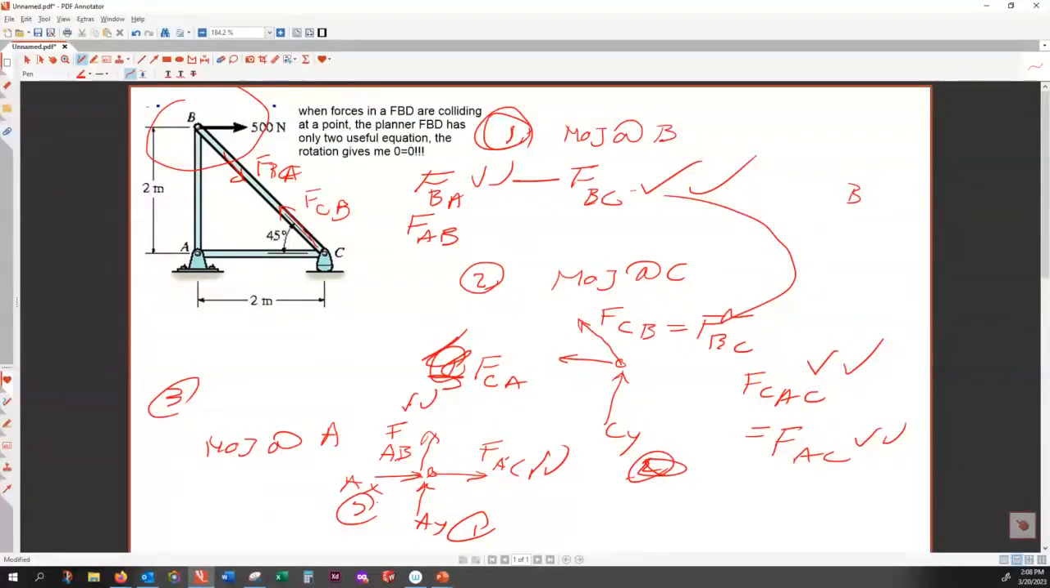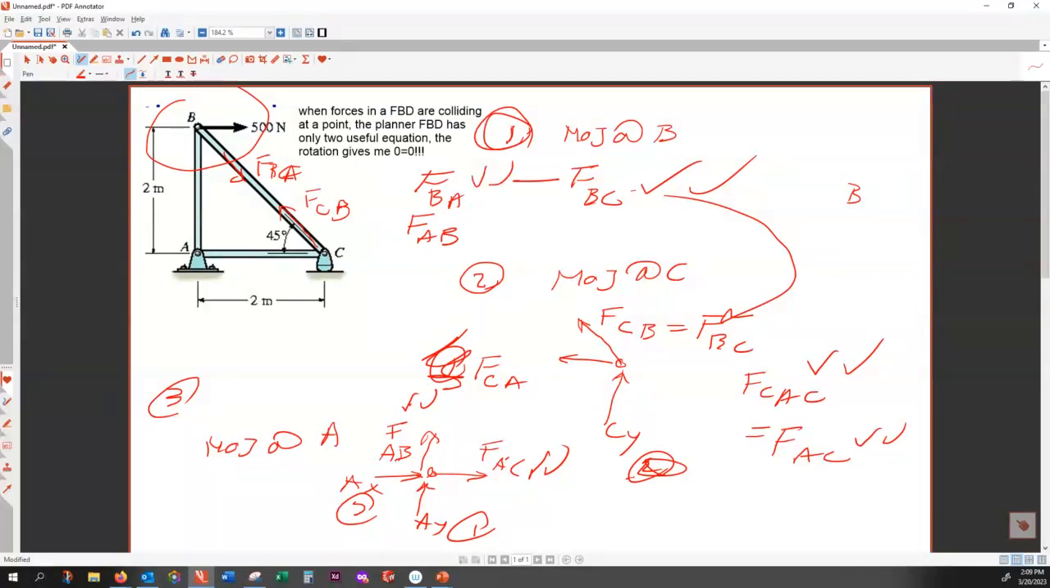But then the condition is you have to postpone choosing this method of joint. You can't do it in any order you want. You have to follow a very specific order. The order that we choose here is first we start method of joint at B. Second, we apply method of joint at C. Third, we apply method of joint at A.